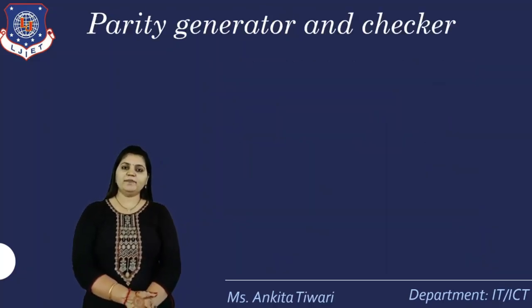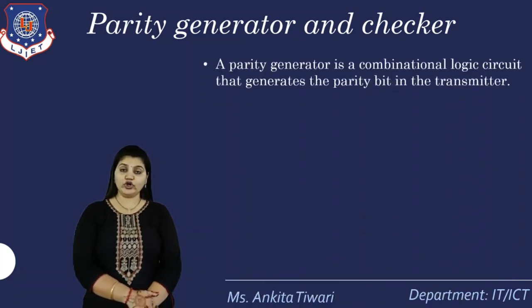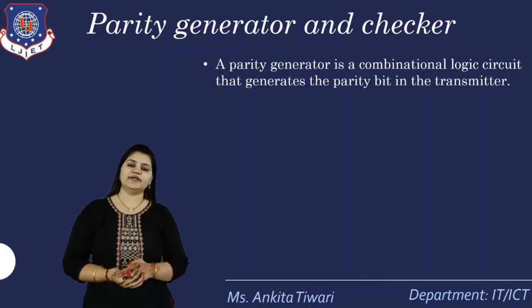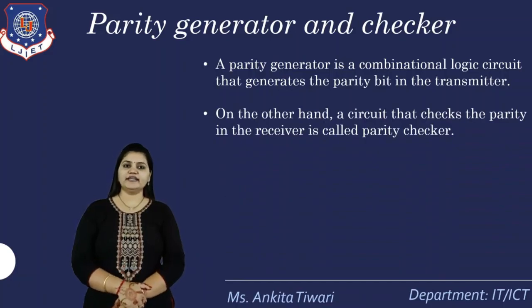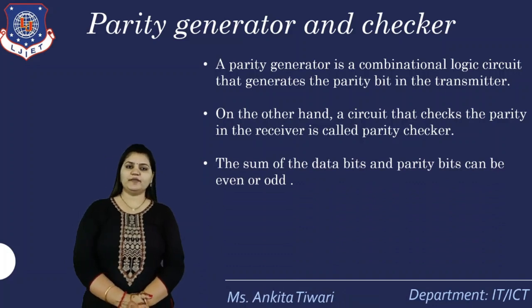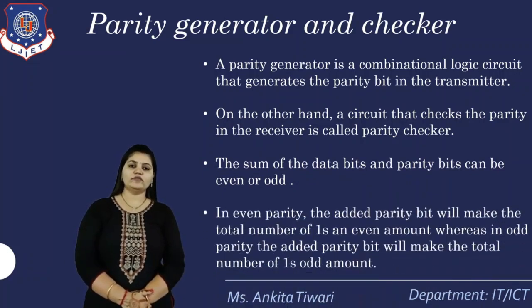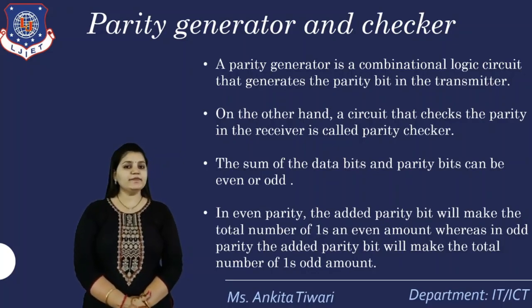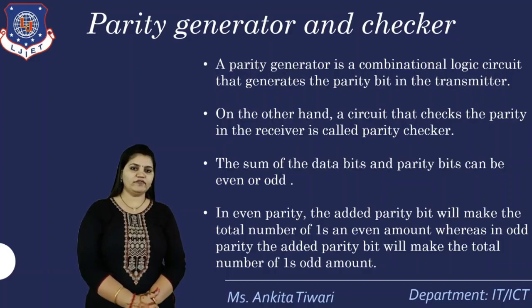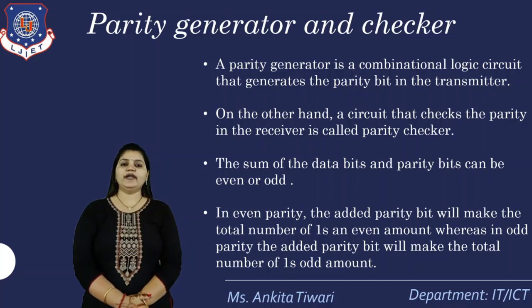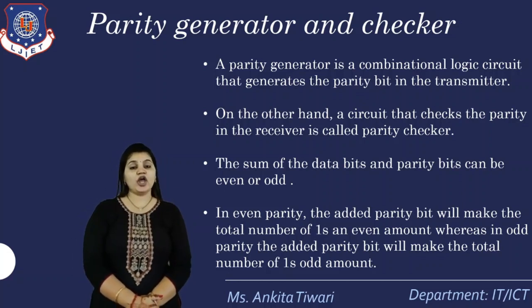Now, we'll start with the parity generator and parity checker. What do we mean by parity checker and generator? A parity generator is a combinational circuit that generates the parity bit in the transmitter. On the other hand, a circuit that checks the parity in the receiver is called a parity checker. The sum of the data bits and the parity bit can be even or odd. With respect to even and odd, we have different parity generators and checkers. In even parity, the added parity bit makes the total number of ones an even amount, whereas in odd parity, the added parity bit makes the total number of ones an odd amount.